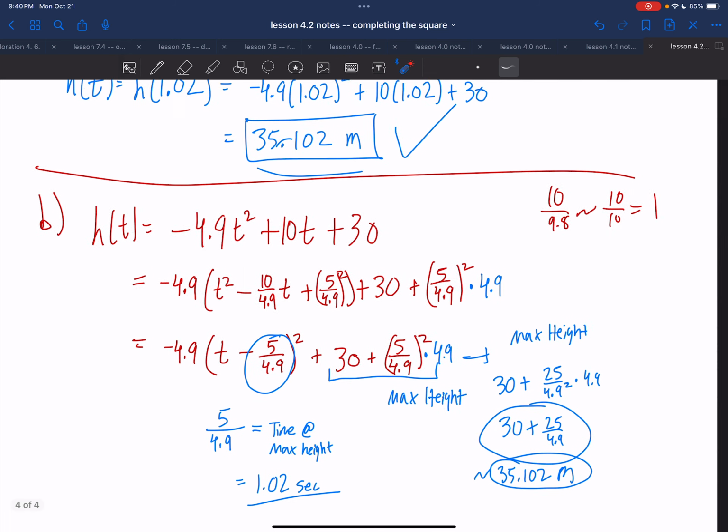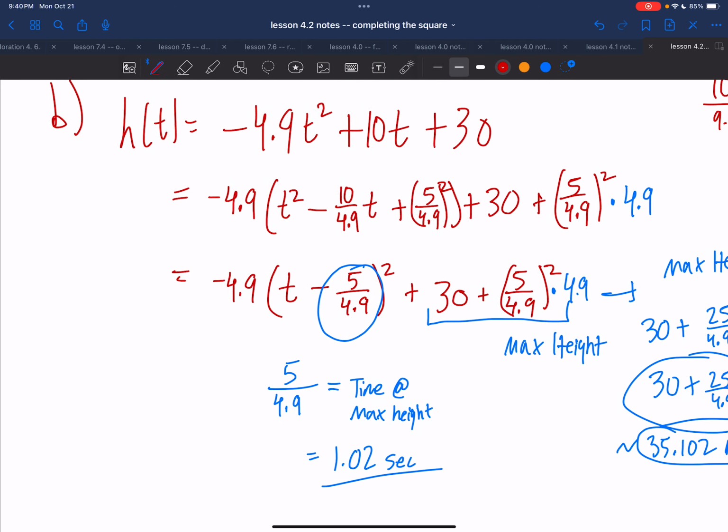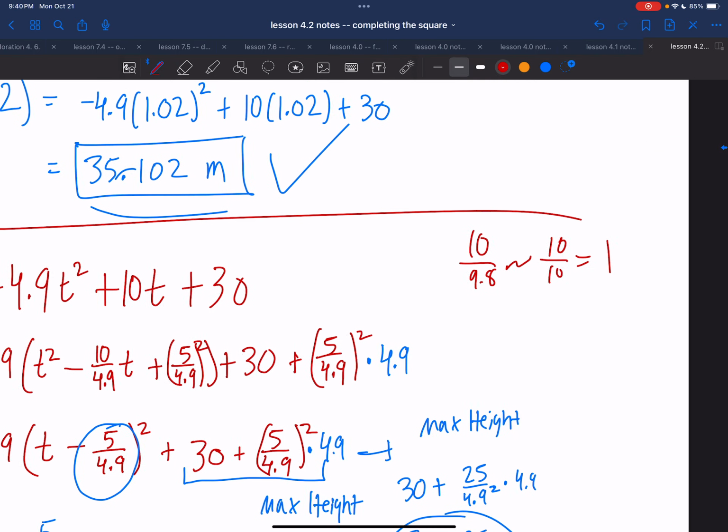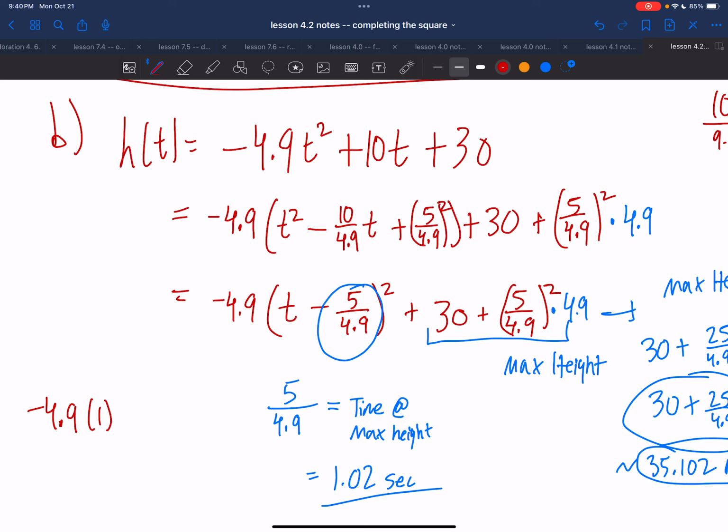So suppose you just said it was 1, then this would be really easy to do by hand, right? You would just do negative 4.9, and then you could multiply that by 1 squared plus 10 times 1 plus 30. And so that's, what's that, 40 minus 4.9? Well, that's basically 40 minus 5, which is roughly 35.